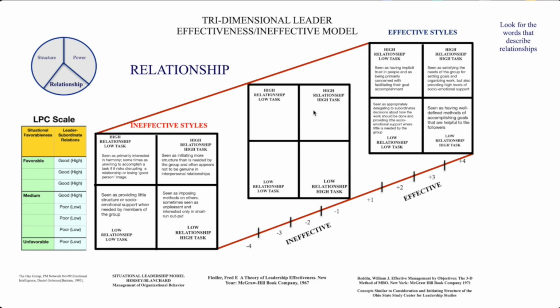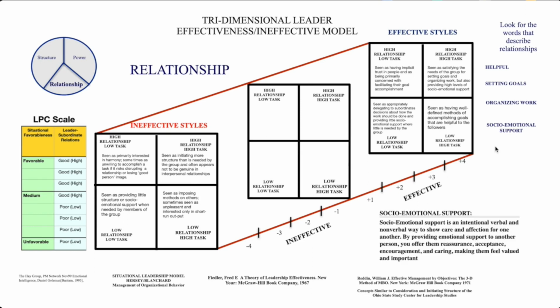Now, remember that these four quadrants, we had underlying this the follower's ability, both in skill and emotion, to mature across a curriculum that leads them through this particular hierarchy. So let's look at these descriptions, if you will. And if you notice here, we're going down here, we see one that the leader is helpful on the lower right-hand quadrant. They are setting goals. They are organizing work. They have socio-emotional support.